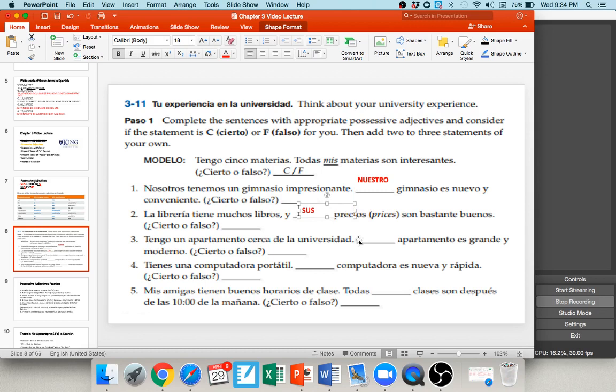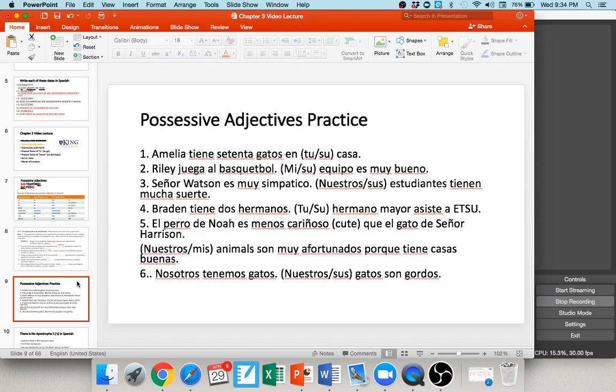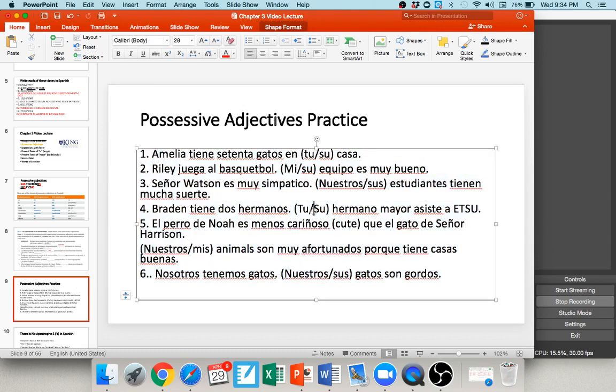Okay? Hopefully you're feeling decent about these. I have a little more practice here. So I've given you some sentences. I always like to use my former students or current students in my examples. So as you read these sentences, you can think about previous King students. Number 1 tells you that Amelia tiene 70 gatos en blank casa. So Amelia has 70 cats in blank house. And your options are tu casa or su casa. So she has 70 cats in your house or 70 cats in her house. Obviously su casa makes more sense here, in her house.